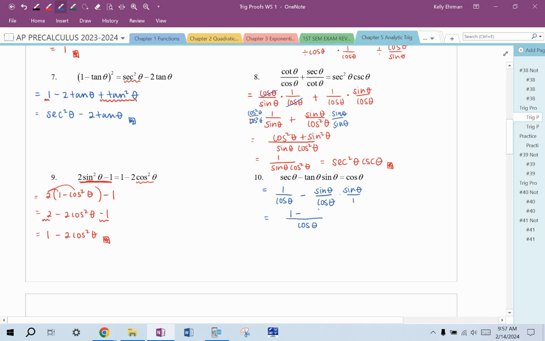1 minus, this is sine squared theta. Now we just made the opposite substitution in problem 9. 1 minus cosine squared is sine squared. So if you see 1 minus sine squared, that's cosine squared theta divided by cosine theta. And cosine squared over cosine reduces to cosine theta, which is what we're trying to get.